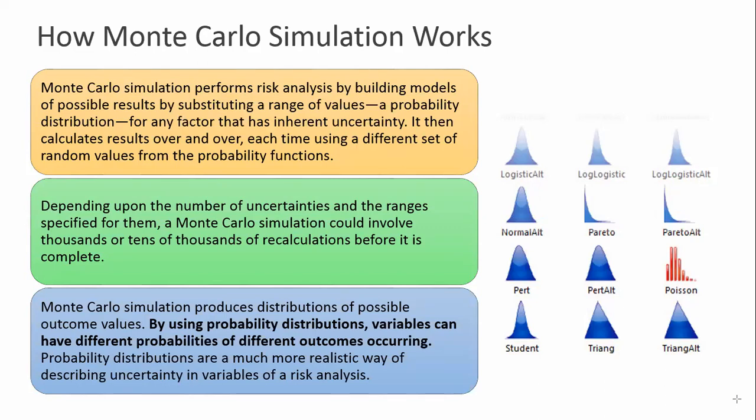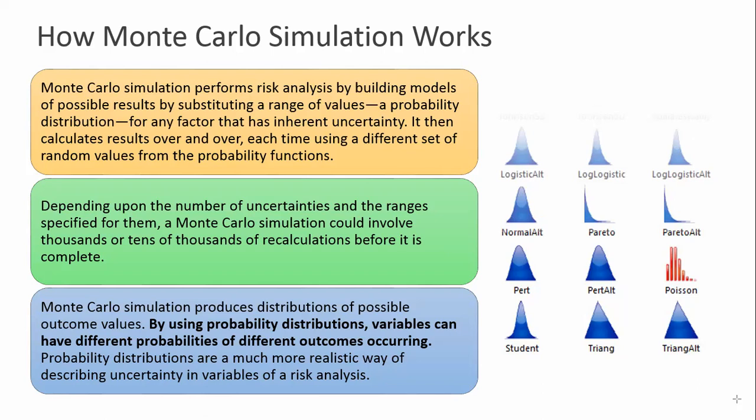So let's read. The Monte Carlo simulation performs risk analysis by building models of possible results by substituting a range of values, a probability distribution for any factor that has inherent uncertainty. It then calculates results over and over, each time using a different set of random values. Remember, I talked about random values and possible constraints and different parameters for work packages. Well, that's where this comes in.